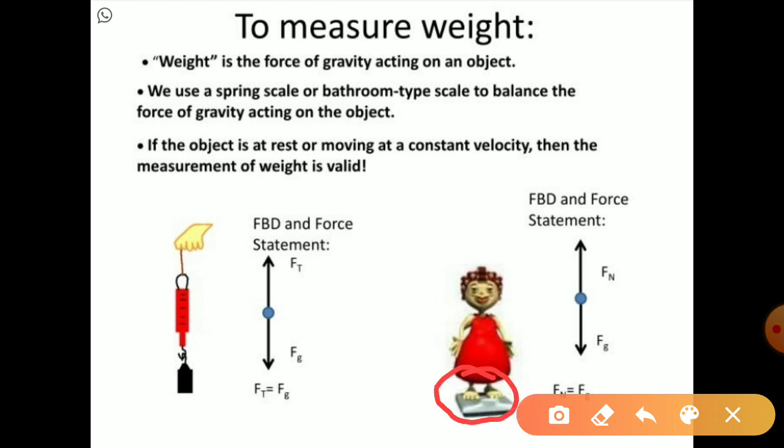Its weight acts vertically downward. On the other hand, the surface of the weighing machine exerts the normal reaction force that is equal and opposite. The weighing machine reads the normal reaction, and this normal reaction read by the machine is known as the apparent weight of the body.